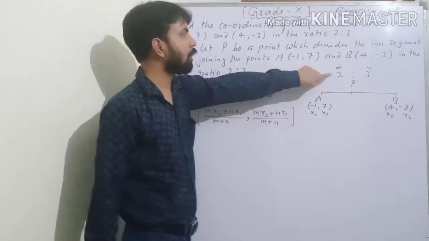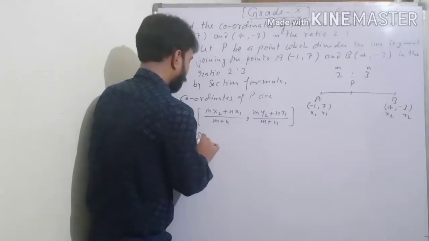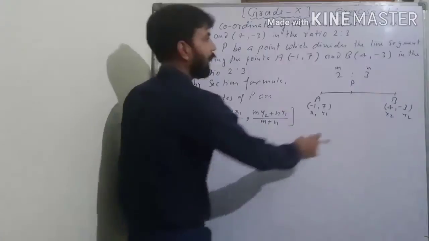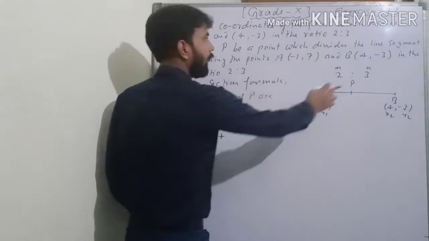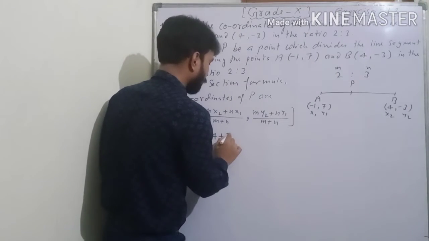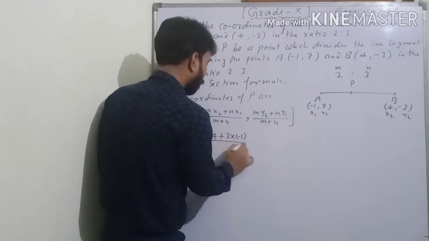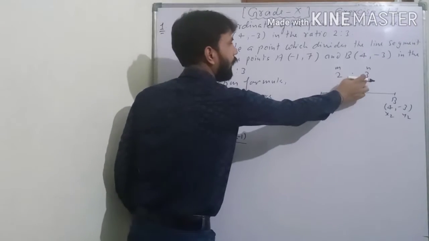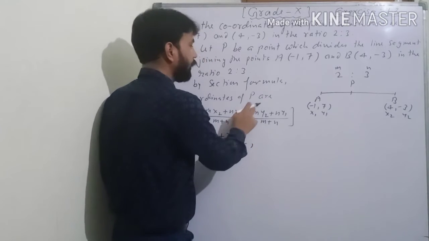So what is m? m is 2. So we can write here 2 into x2, and x2 is 4, plus n is 3 into x1. x1 is -1, upon m plus n. m is 2, n is 3, so 2 plus 3.